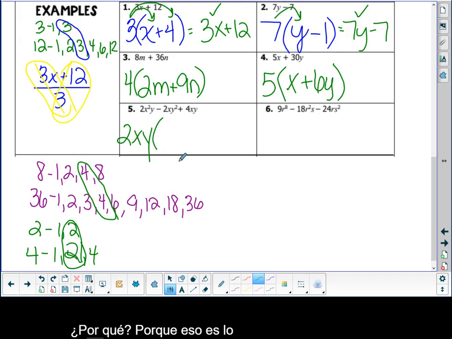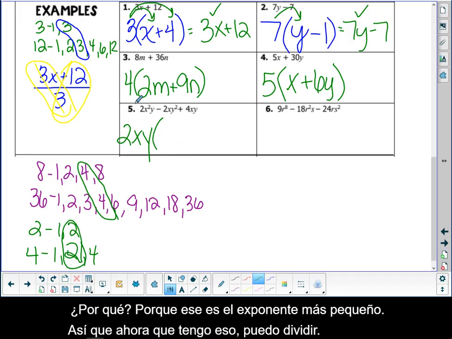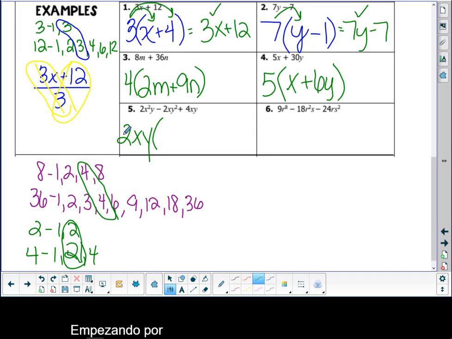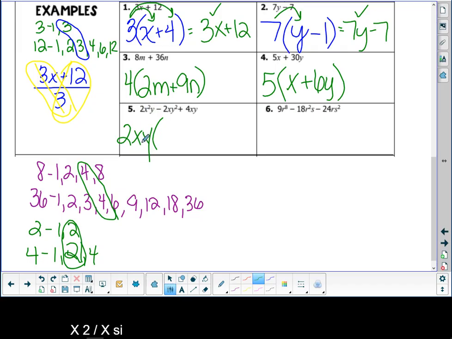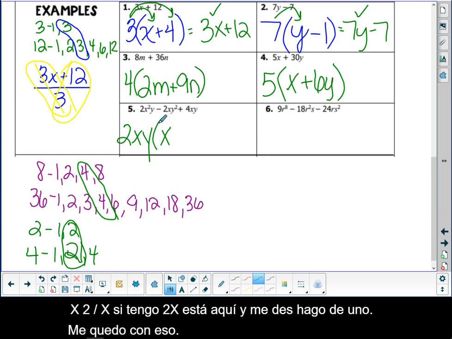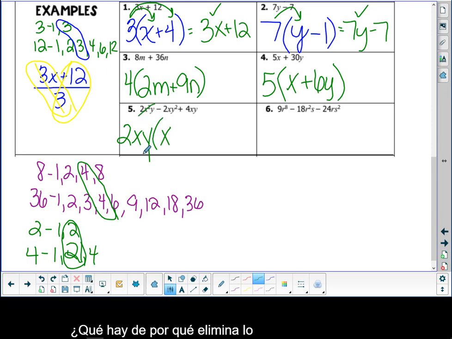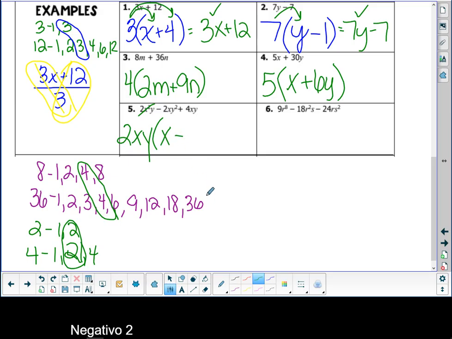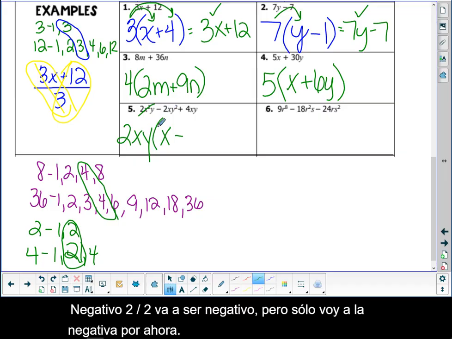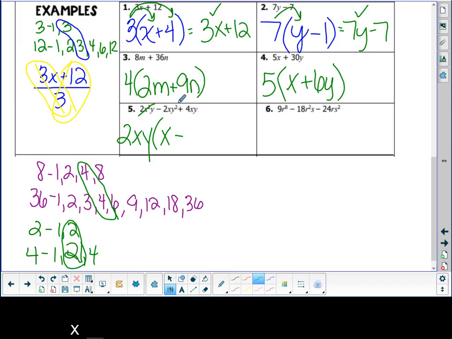So now that I've got that, I can divide. Starting with that first term, 2 divided by 2, eliminate. X squared divided by x. If I've got 2 x's here and I get rid of 1, I'm left with x. Y divided by y, eliminate. So I'm done with the first one. Negative 2 divided by 2 is going to be negative 1, but I'm just going to put a negative for right now. X divided by x, eliminate. Y squared divided by y leaves me with y.